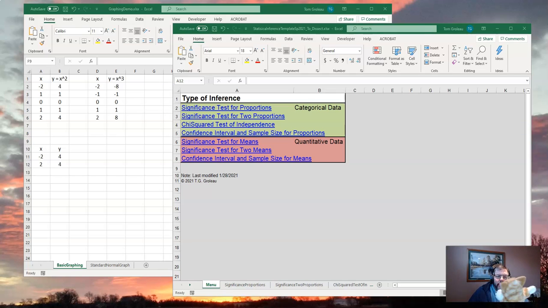Morning. Morning, Stat. What are you doing? I'm here to help you talk about spreadsheets. You're Stat the cat. You're not Spreadsheet the cat. Yeah, but it's a statistical spreadsheet.